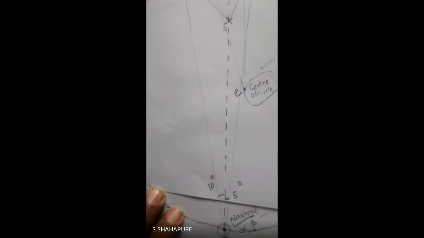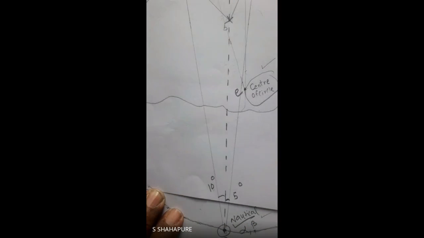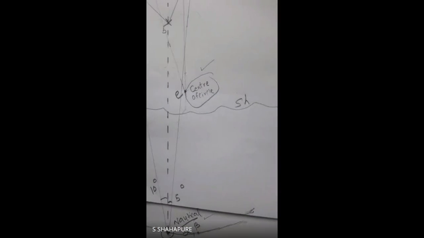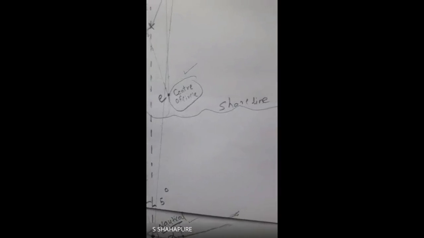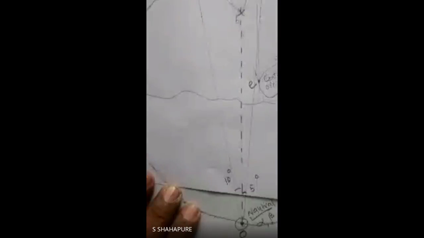So in between, I can draw a shoreline, and this is inside water, this is the shoreline. I'll write shoreline. This way you have to complete this exercise. This is the graphical method of fixing the position, the solution of the 3-point problem. Graphical method. Thank you very much.